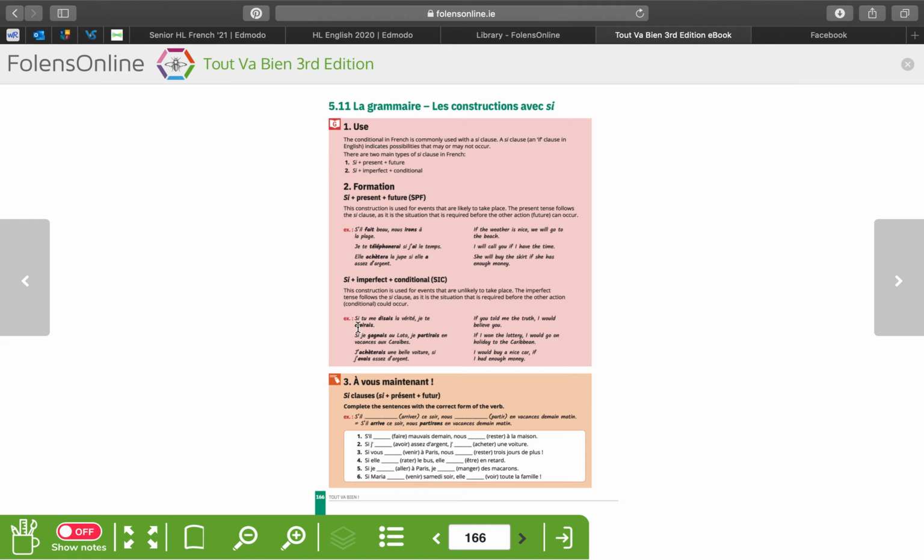Okay? So if, si. Tu me disais, you told me. Okay? Told in the imparfait is like this, because in the imparfait you go to the nous form, you take off the ons, and you add in your ending. In this case, it's your tu ending, which is ais. So si tu me disais la vérité, je te croirais. I would believe you.